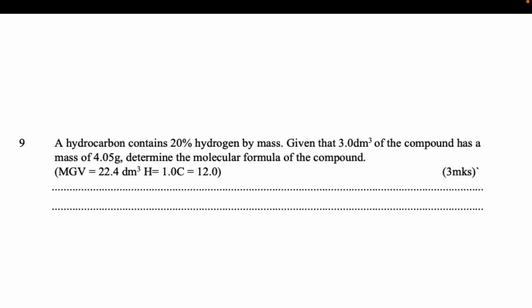9. A hydrocarbon contains 20% hydrogen by mass. Given that 3.0 cubic decimeters of the compound has a mass of 4.05 grams, determine the molecular formula of the compound. Molar gas volume equals 22.4 cubic decimeters. H equals 1.0, C equals 12.0.